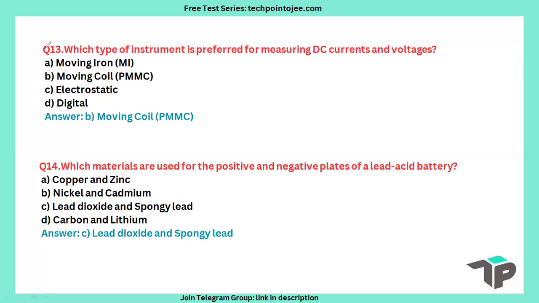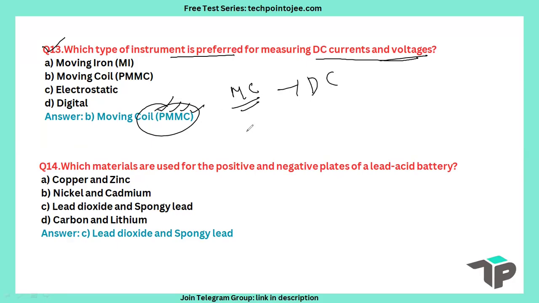Question number 13. Which type of instrument is preferred for measuring DC current and DC voltage? To measure DC current and voltage, we use PMMC, permanent magnet moving coil instrument. Moving coil type instrument is used to measure DC, and to measure AC as well as DC we can use MI type instrument, which is moving iron type instrument.